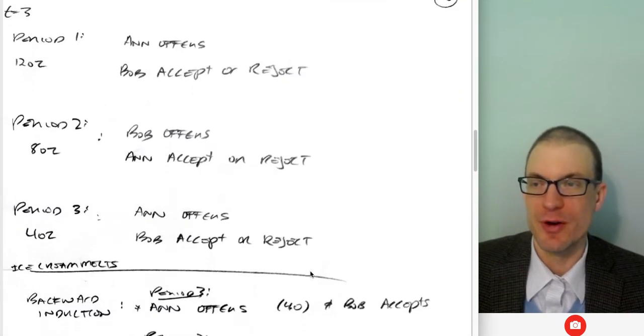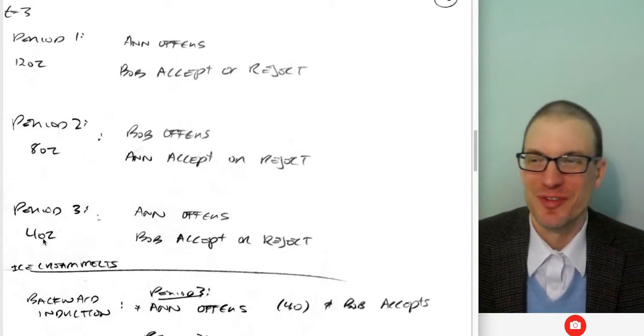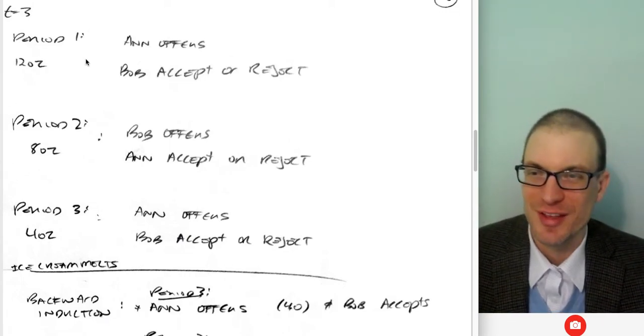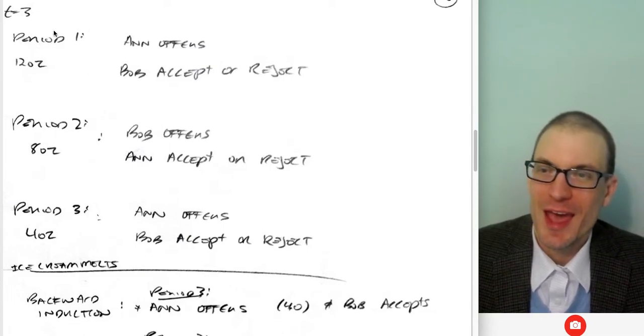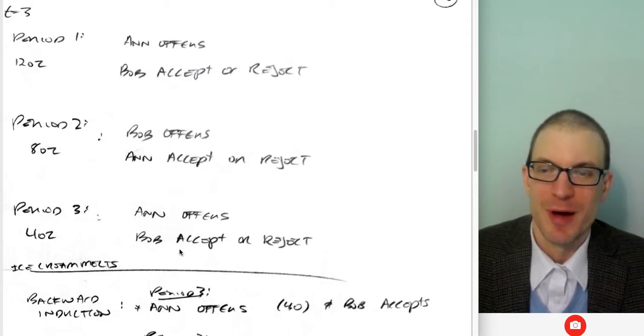What about 3 periods? So now we've got 12 ounces. That becomes 8 ounces, becomes 4 ounces. And I wish this is like $12 becomes $8 becomes $4. It's a lot more fun. Or 15 becomes 10 becomes 5. Anyway, so Ann offers, Bob accepts or rejects. Bob offers, Ann accepts or rejects. Ann offers, Bob accepts or rejects is the structure.